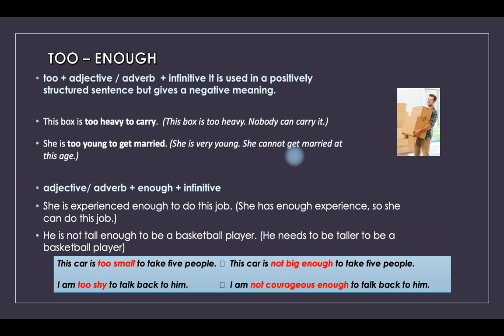Look at these sentences. Compare these sentences. This car is too small to take 5 people. This car is not big enough to take 5 people. So you can say either of these sentences. The meaning is the same. I'm too shy to talk back to him. I'm not courageous enough to talk back to him. So not enough or too. Again, these two sentences have the same meaning.